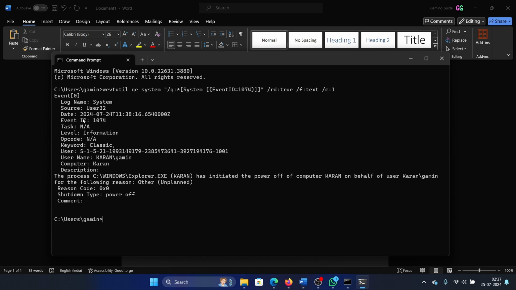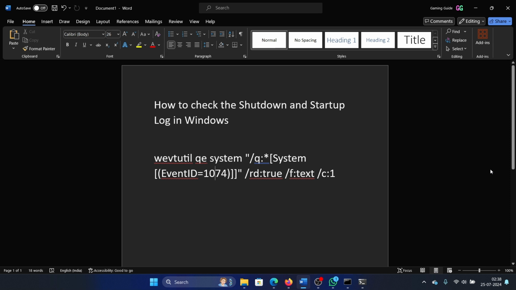event ID, which is the one for shutdown logs, the username with which the login happened, or the username with which you were logged in, and the process. Okay, and the shutdown type, it was powered off, it was not restarted.